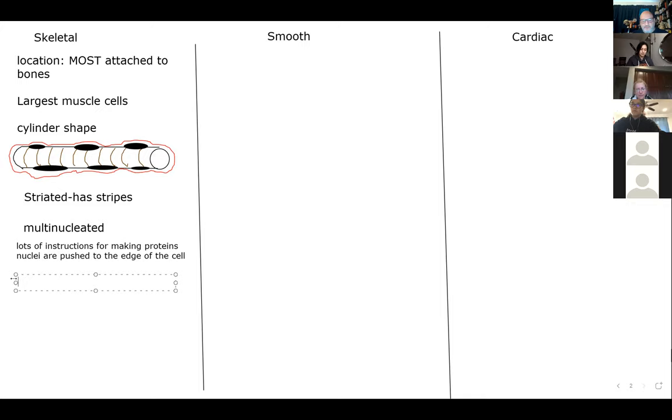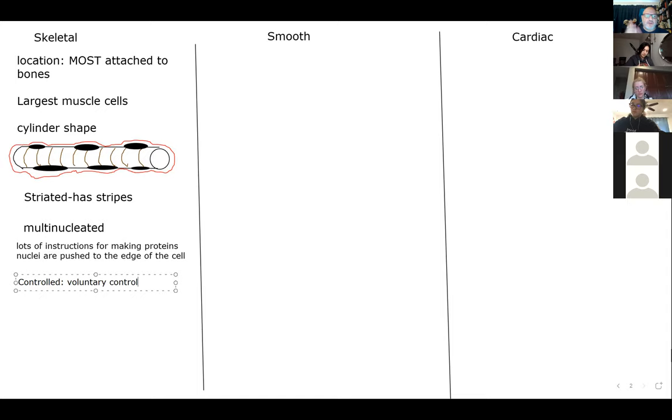How do we control our skeletal muscle? Our nervous system? True, our nervous system. Absolutely. But again, someone I saw mentioned it earlier. Do I have voluntary or involuntary control of my skeletal muscle? Voluntary. Yeah. If I want to contract my finger, I make the decision, I tell it what to do, and it moves. So it is voluntary control.